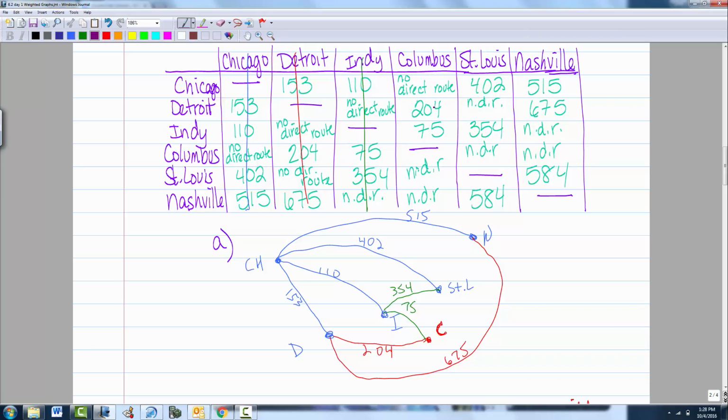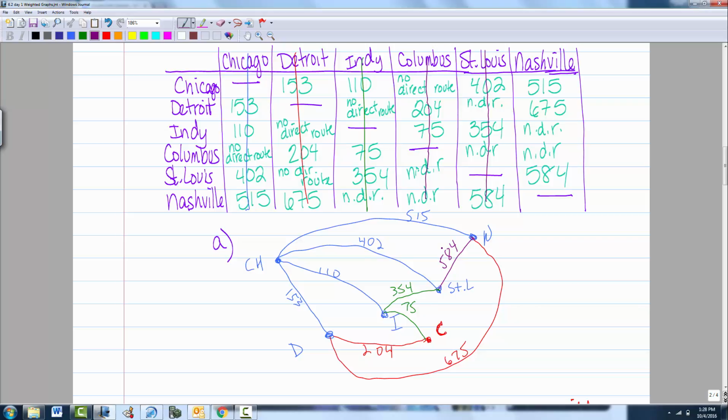Columbus and Detroit connected? Yes. Columbus and Indy, correct? And then that's it. We're done with Columbus? I feel nervous. Are we done? Yeah, okay. And then I'll use purple for St. Louis then. St. Louis and Chicago, yes. St. Louis and Indy? Yes. St. Louis and Nashville, yes or no? No. Okay, not bad. I could do St. Louis to Nashville and do 584. St. Louis to Nashville, 584, just double checking before I make a mistake.